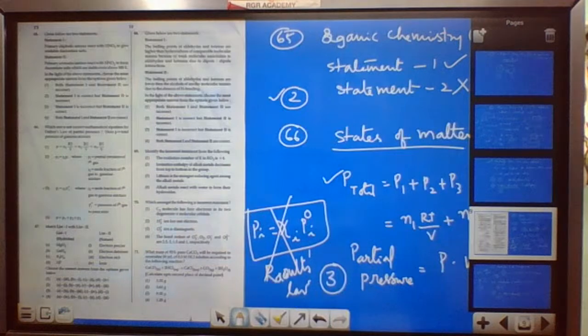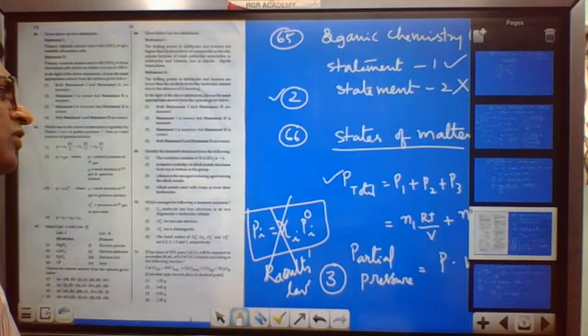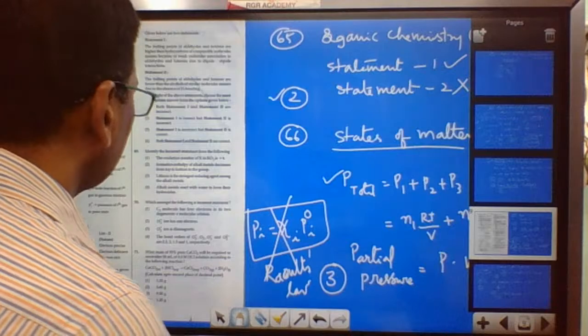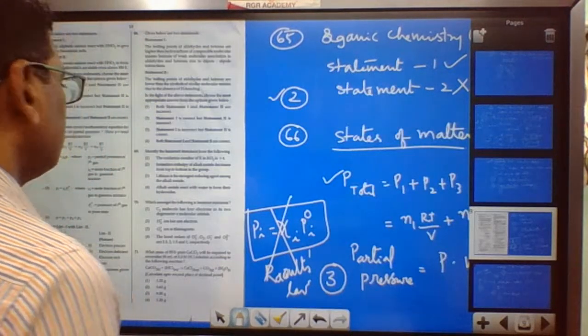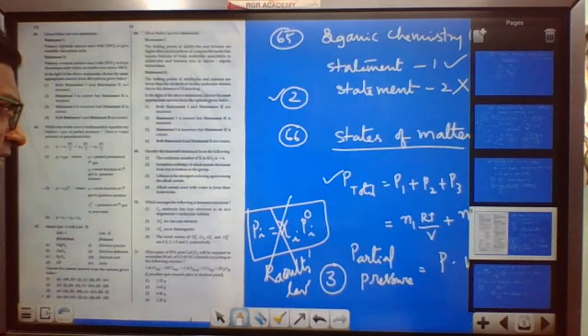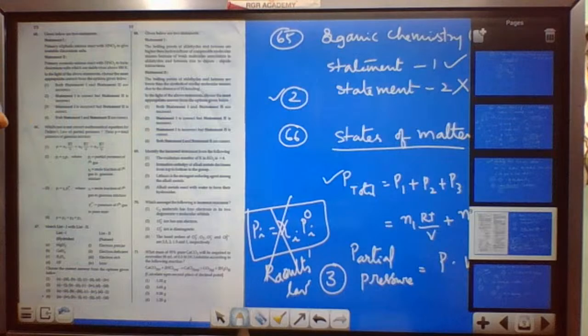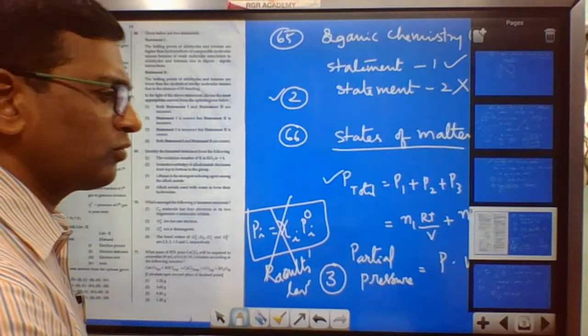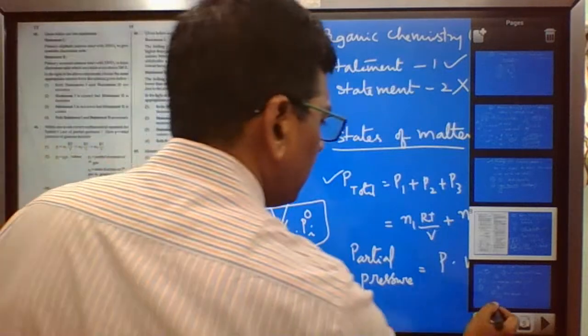Ionization enthalpy of alkali metals decreases from top to bottom in a group, correct? Lithium is the strongest reducing agent among alkali metals, which is also correct. Alkali metals react with water to form their hydroxides. Sodium reacts with water to give sodium hydroxide, potassium gives potassium hydroxide. It is 100% correct.